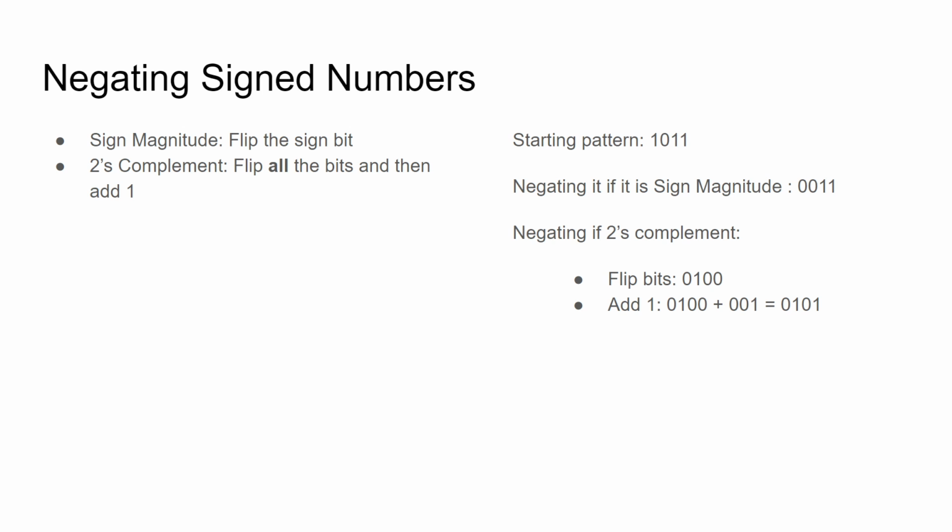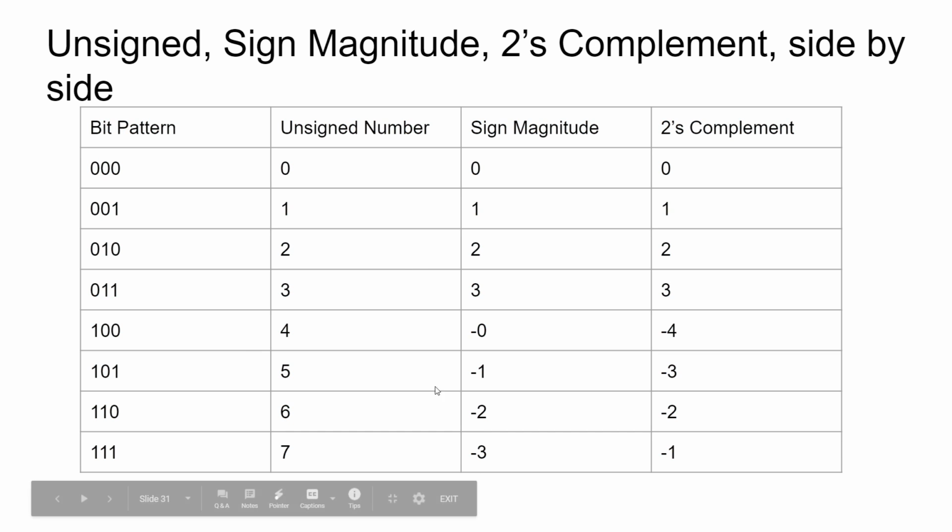So let's talk about negating signed numbers. For sign magnitude, it's really, really easy. You flip the sign bit, right? If we want to go from -1 to +1, you just change the 1 in the sign bit to 0, and then you have +1. If you want to go from +1 to -1, change the sign bit from 0 to 1. If you want to negate any number in sign magnitude, to go from 2 to -2, you just flip the sign bit. Hopefully that makes sense.